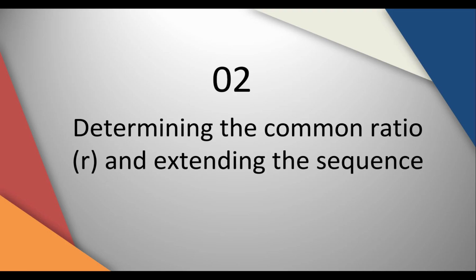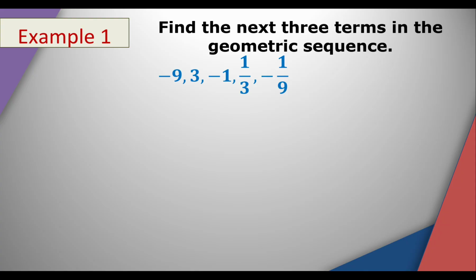Now, let us also determine the common ratio and extend the sequence. By extending the sequence, we mean we continue the list. Example number 1. Find the next three terms in the geometric sequence negative 9, 3, negative 1, 1/3, negative 1/9. For us to be able to determine the next three terms after negative 1/9, what is always the very first thing that we have to establish?